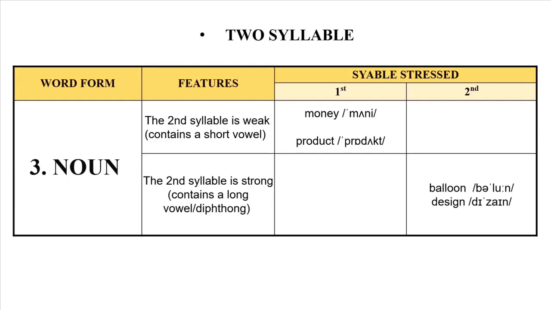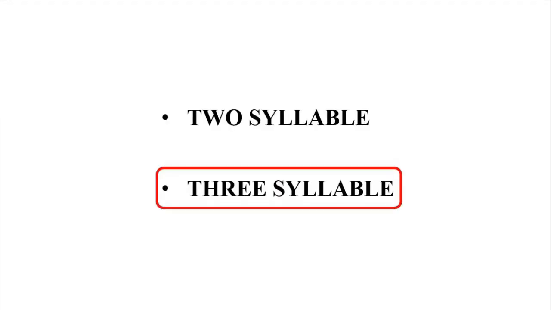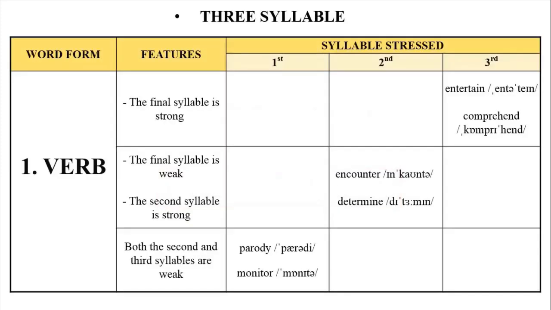We've got some examples here. Balloon, design. Now, I'm going to introduce some rules that help you select the correct syllable to stress in a three-syllable word. First, we'll look at verbs. If the final syllable is strong, it will receive primary stress. Here, we have two examples, entertain and comprehend.